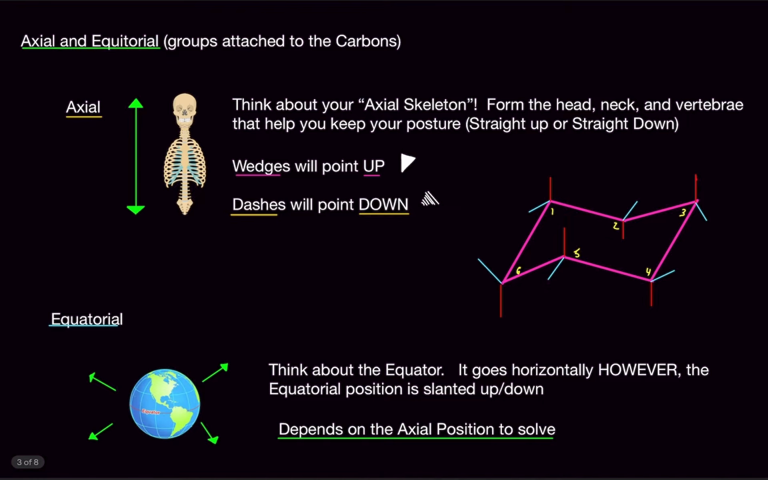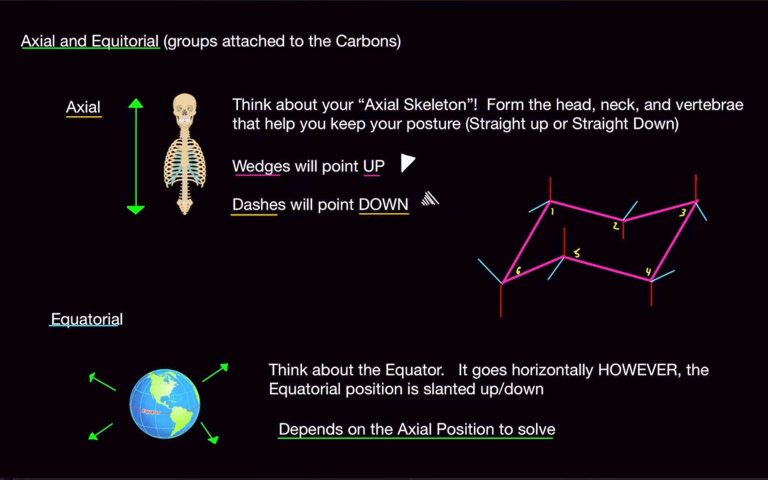So axial. Your axial skeleton is essentially the bones that make up your head, skull, neck, and vertebrae that help you keep your posture, basically to be straight up or straight down. Now, think about this. Wedges will always point up and dashes will always point down. So whenever you see a wedge on the chair conformation of your cyclohexane, it's always pointing up, and dashes are always pointing down. And don't worry, this will make a lot more sense in a few moments.